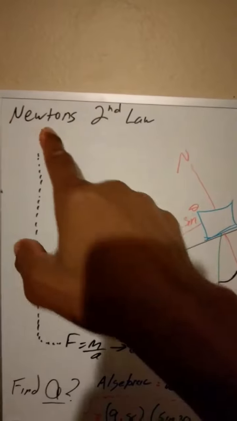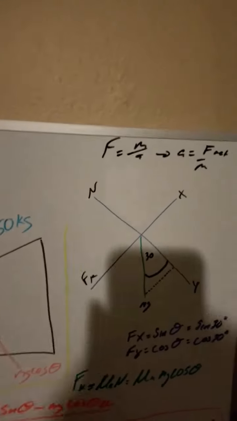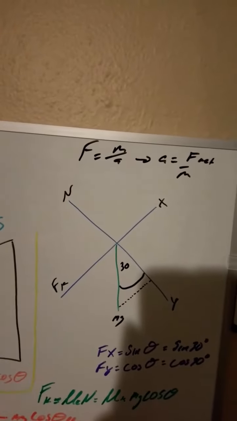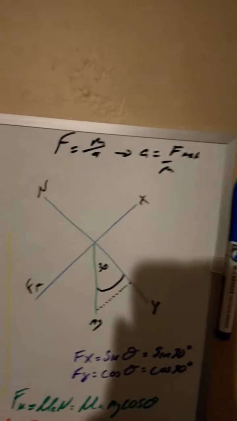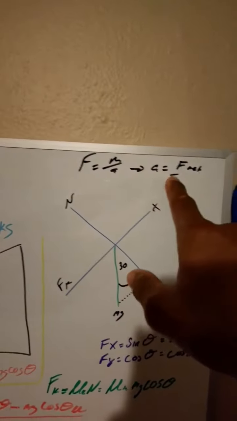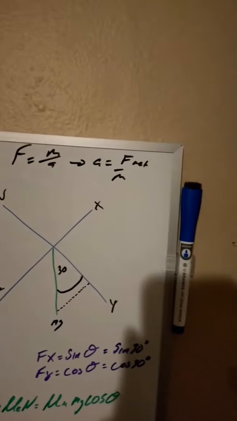So, like I said, this is based off of Newton's second law, and that means the law is force equals mass times acceleration. But since we're trying to find the acceleration, we solve for a. That's how we get acceleration equals force over mass. But the force is actually going to be F net.